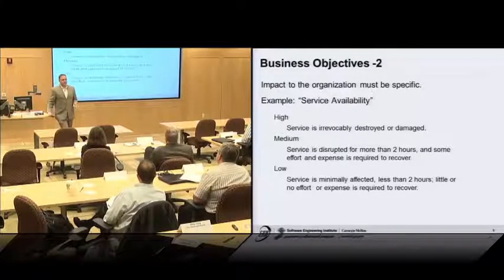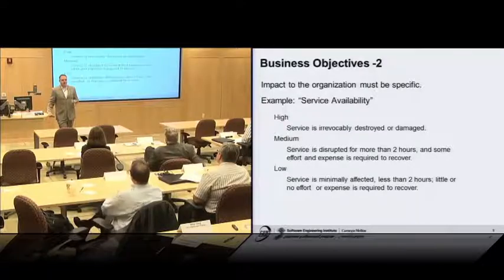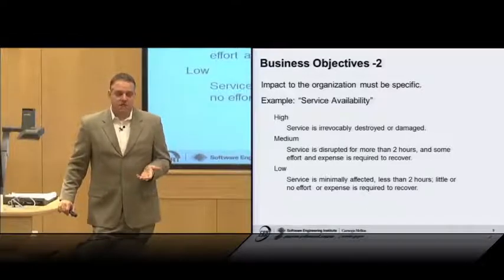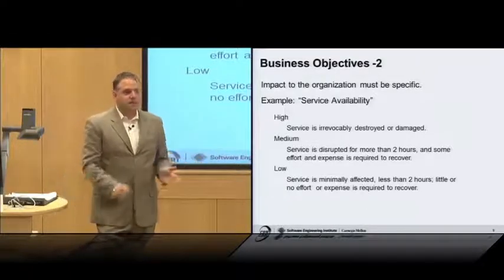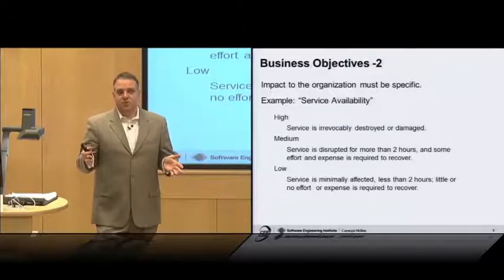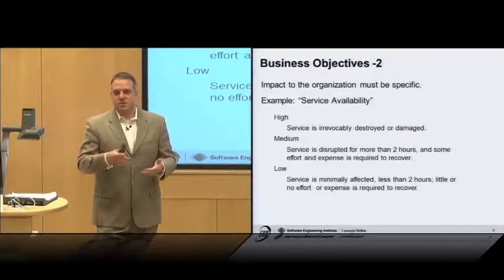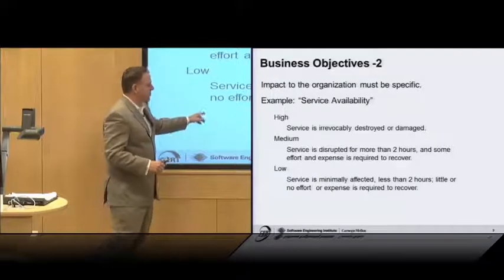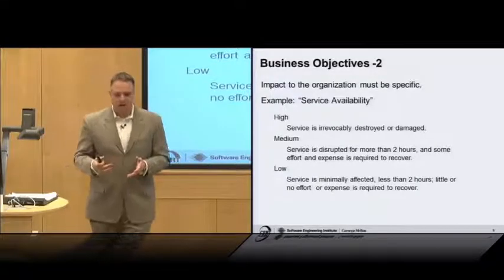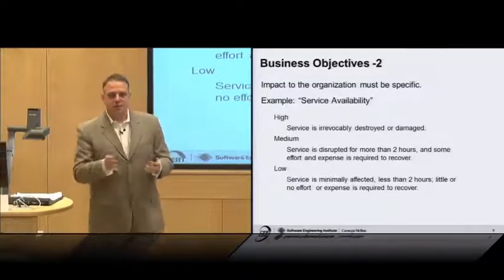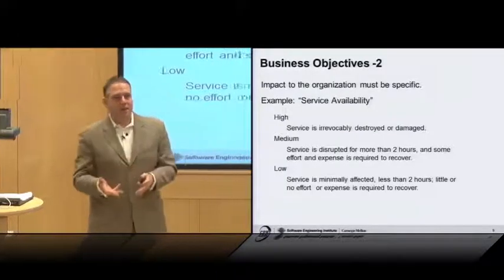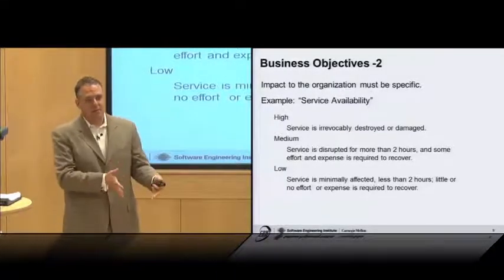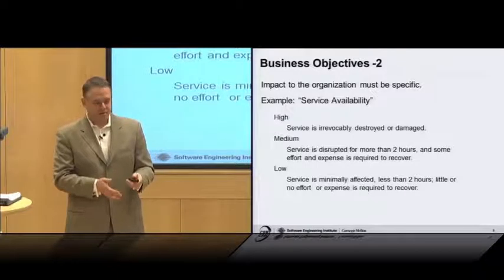We had to push a patch last night, it brought the system down, it took 2 hours to reboot it, but now it's all working. What level impact is that? Might be a medium level impact. Low level impact might be something where downtime was less than 2 hours, or something like that. So little or no effort is required to recover it. So what you're looking at now is business objectives and impact to the business if something happens to those objectives.